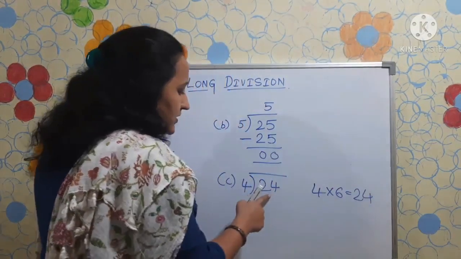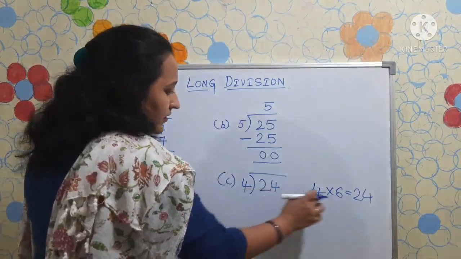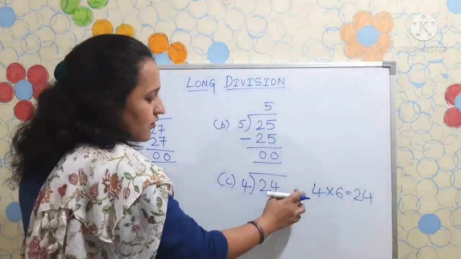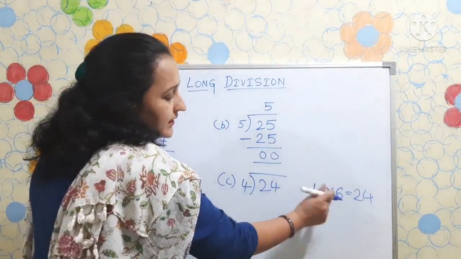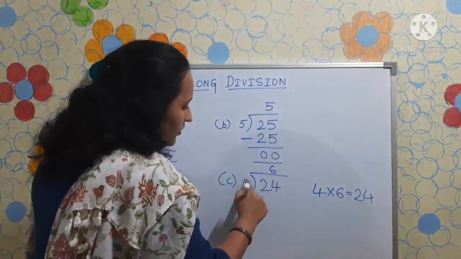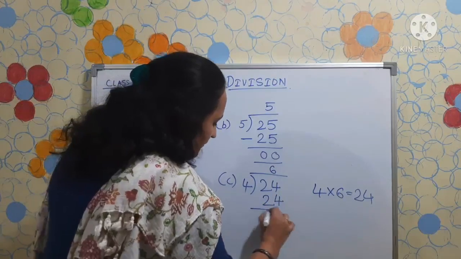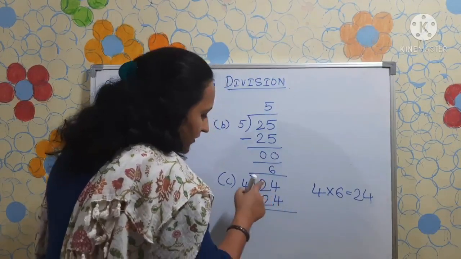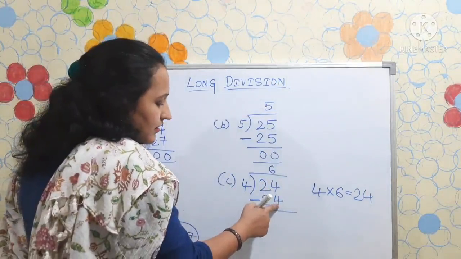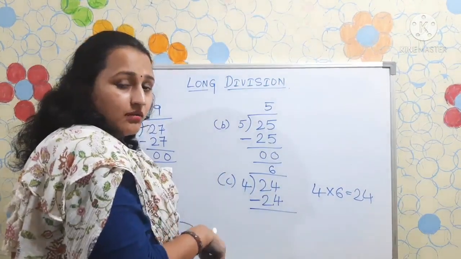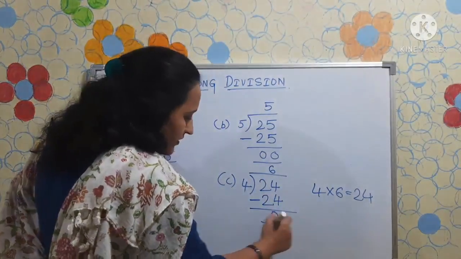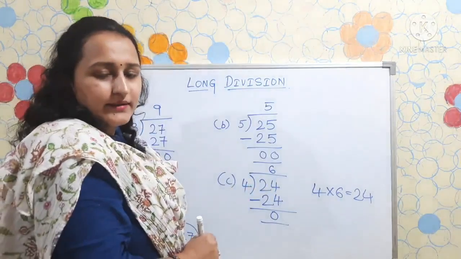Right. This is also a dividend. Divisor 4, and the quotient is 6. 4 times 6 is 24. We are going to write 24 here, and we are going to subtract from this dividend. 24 minus 24, 0. So 0 is the remainder.